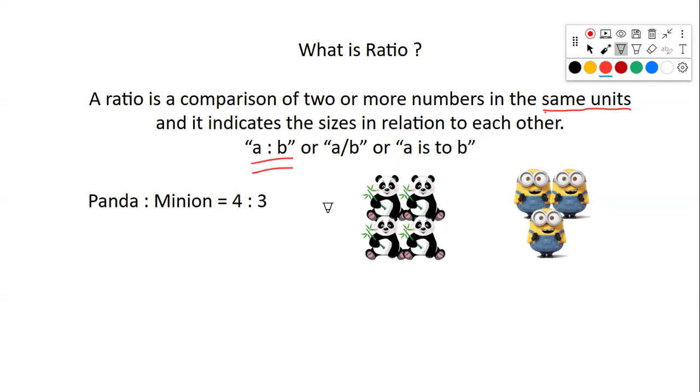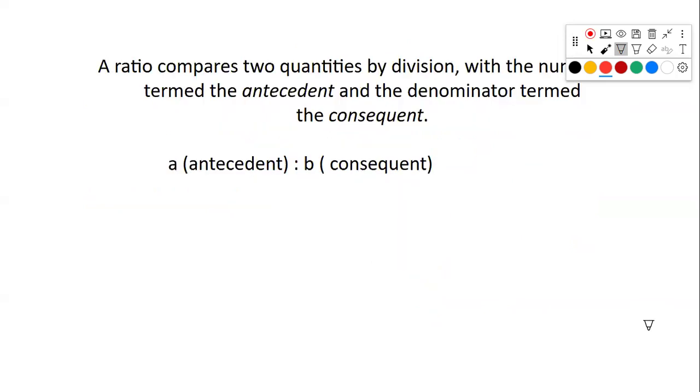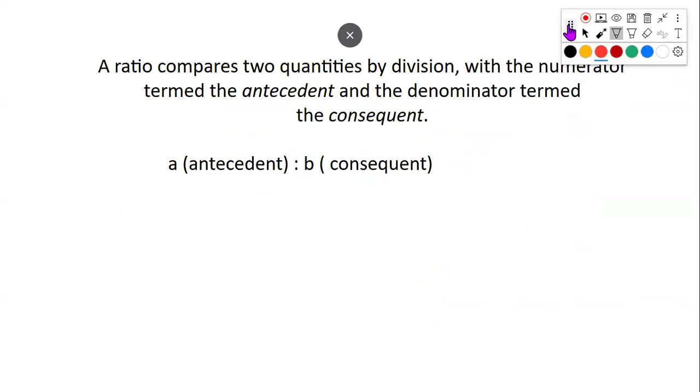It is written as A is to B, or in fraction format you can write it as A by B, and it is spelled as A is to B. Say for example, pandas: how many of them are there? Four of them. And if you look at minions, how many are there? Three of them. So what is the ratio? 4:3. We are comparing pandas to minions, and they are in the ratio 4:3. And a ratio can be multiplied or divided also. That part we will come to.